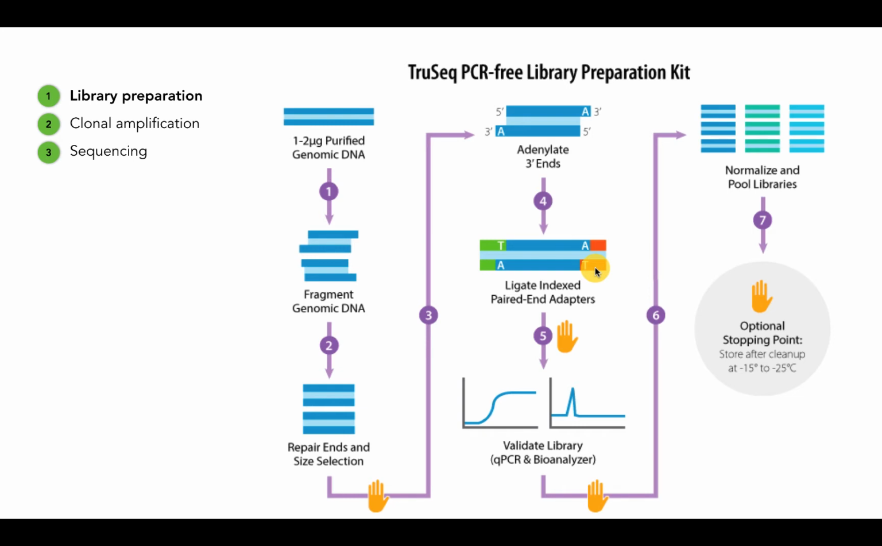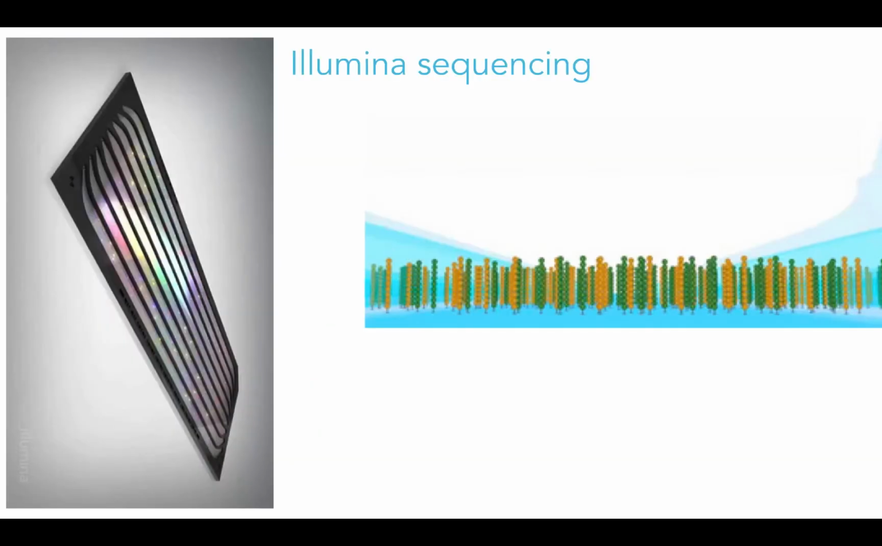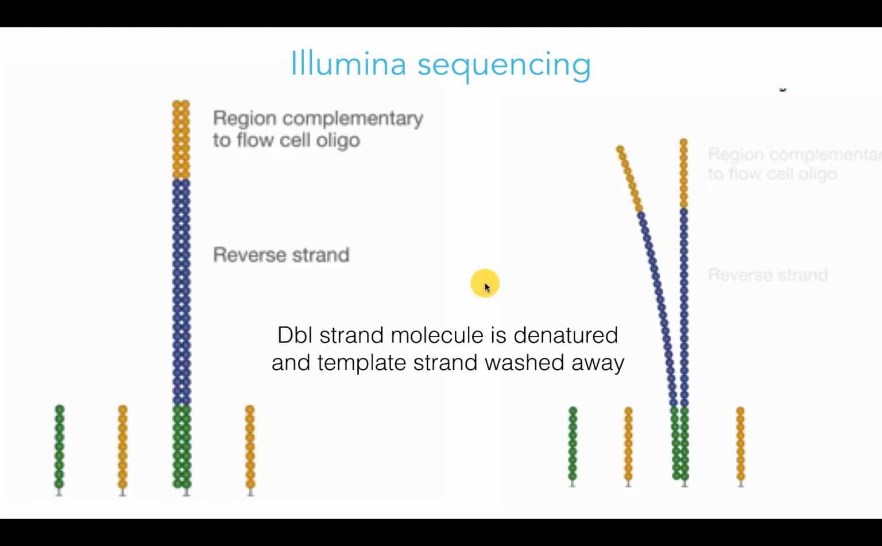that I'll talk about. So you can get all of your libraries prepped, and then you spread them onto a flow cell. And so this is one type of flow cell. And at the bottom of this flow cell are all of these little strands of nucleotides that are complementary sequences to the adapters you ligated onto your DNA. And so what happens is when you spread all that DNA on there, those adapters immediately go and complement and hybridize with the complementary sequence at the bottom of the flow cell.